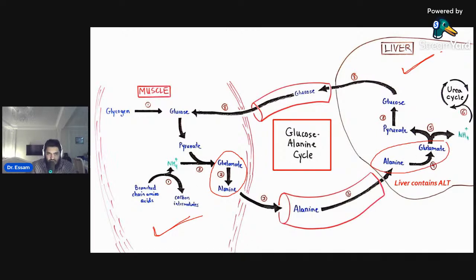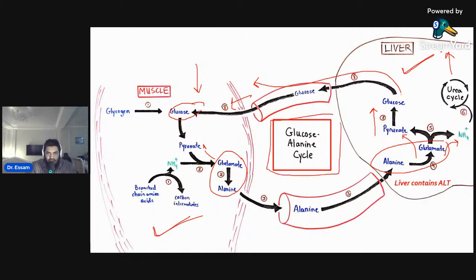Next, what was the reaction here? Glutamate came from where? From pyruvate. So glutamate will give pyruvate, and it will also give ammonia. Now this pyruvate will convert to glucose. Okay. So just the opposite reaction of the muscle will happen in the liver. And then this glucose can go through the blood back to the muscle. So this whole cycle is known as the glucose alanine cycle. So this is basically the metabolism of alanine.